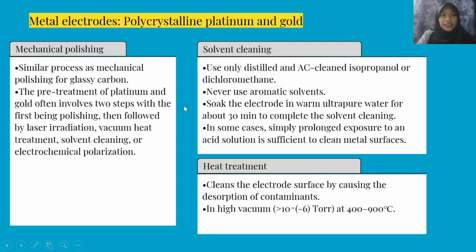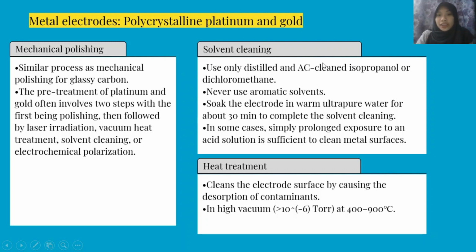The second one here is polycrystalline platinum and gold. It's a type of metal electrodes. So the first one, same as GC, is mechanical polishing, which is a similar process as mechanical polishing for the GC, of course. And then the pre-treatment of the platinum and gold often involves two steps. First being polish, and then followed by either laser irradiation, vacuum heat treatment, solvent cleaning, or electrochemical polarization.